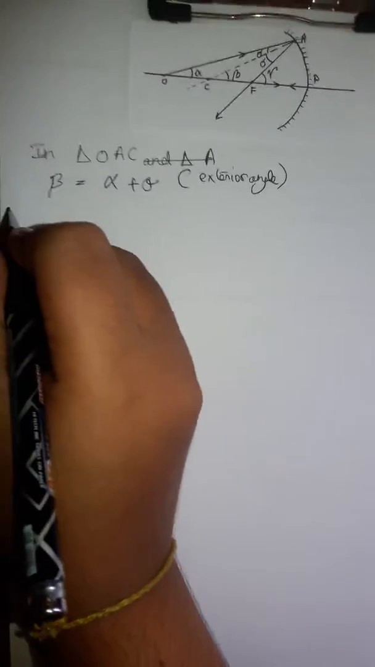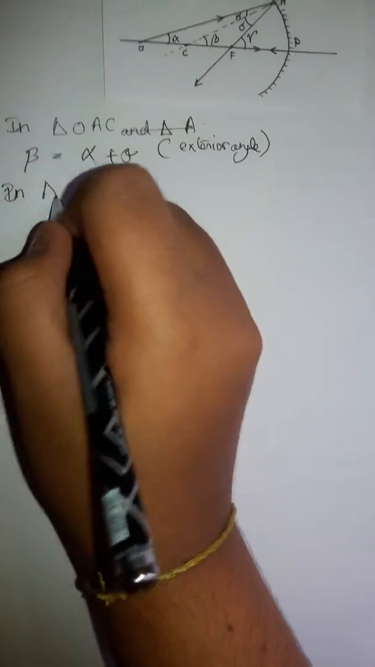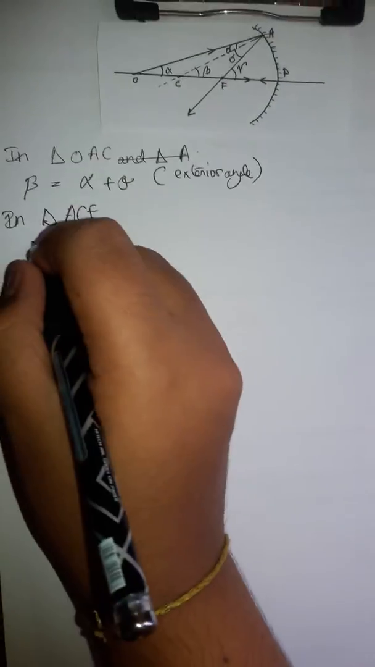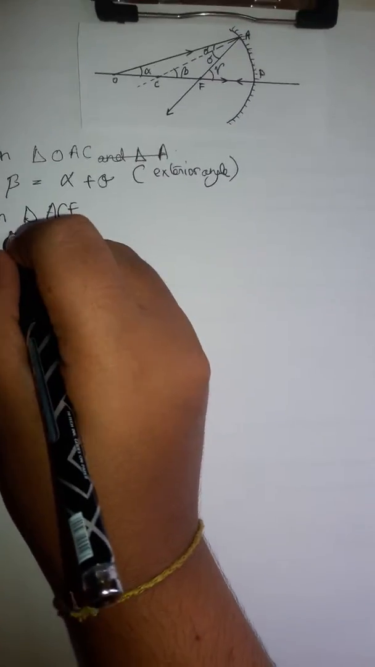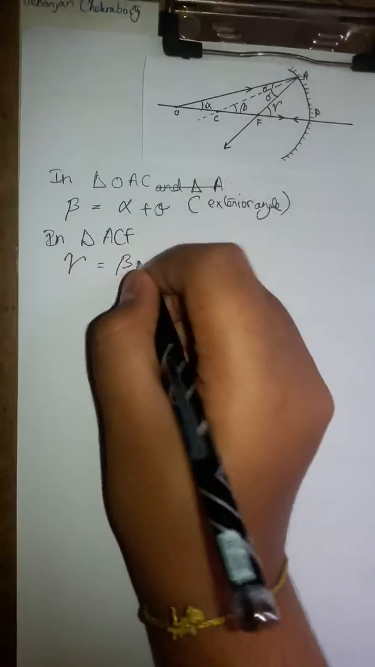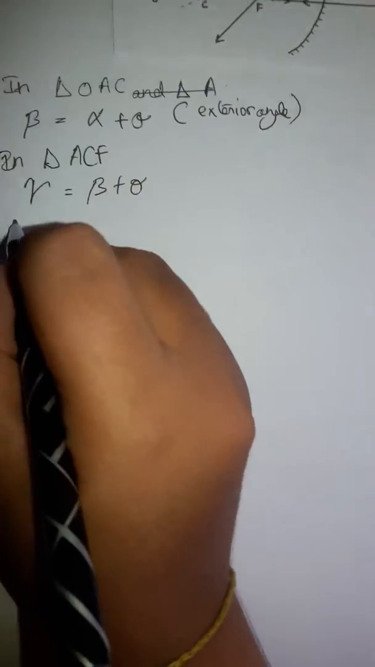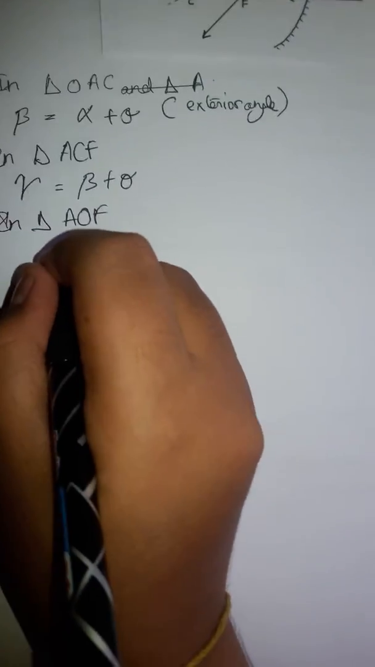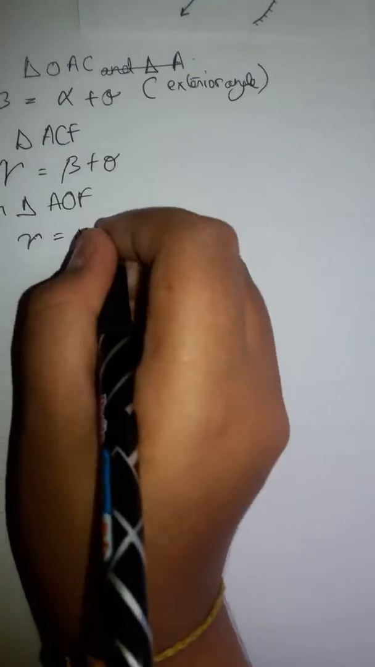And in triangle ACF, angle gamma is equal to beta plus theta. So according to this we can say that angle beta is 2 theta, and in triangle AOF we can say that gamma is equal to alpha plus 2 theta.